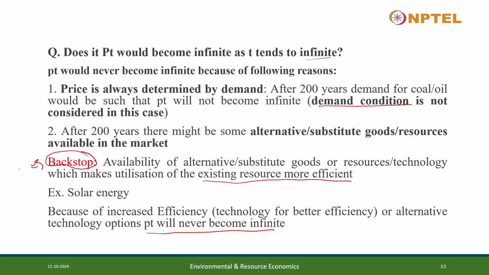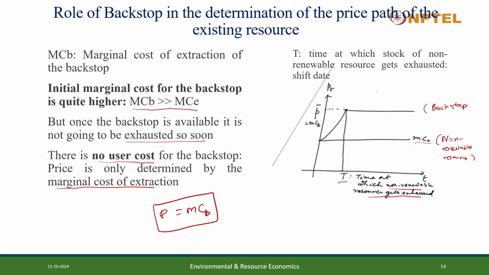Okay. So now the answer to the previous question: will the price at time t, when t is very large, let's say the price of coal after 200 years, be infinite? And the answer is no, it will not be, because at that time maybe we will have more efficient technology. At that time maybe we will have alternative technology, or maybe we don't have any demand for coal. So all these reasons conclude that the price will not be infinity.